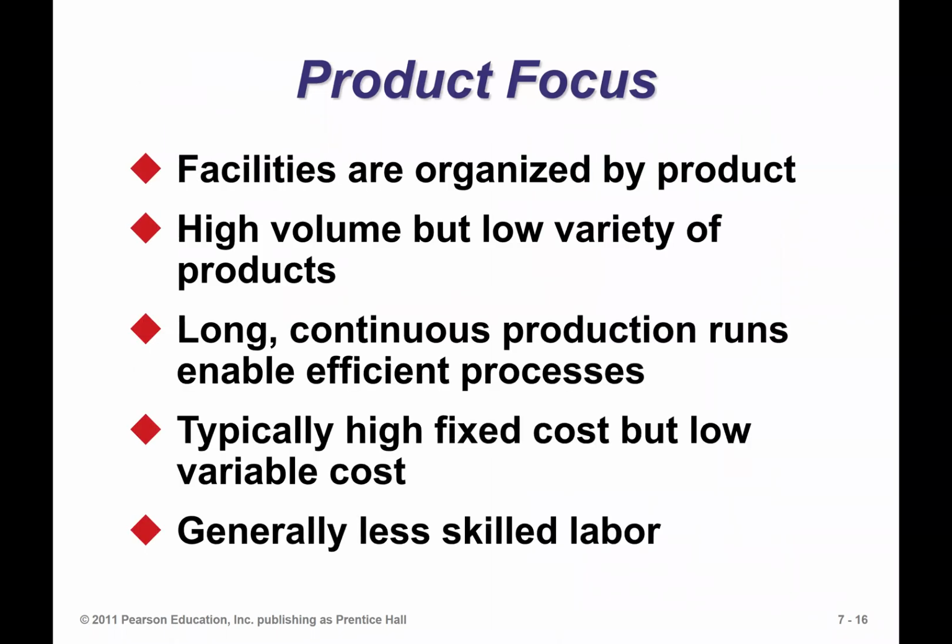And there's a product focus now. As we said, this one, I like the example of Frito-Lay. Facilities are organized by product, right? A high volume, make a lot of it, but low variety, as we said. So Frito-Lay may have 2 or 3 varieties of the chips, right? There are long continuous production runs, and I mentioned that earlier. It enables efficient processes. And it's typically high fixed costs, but low variable costs.